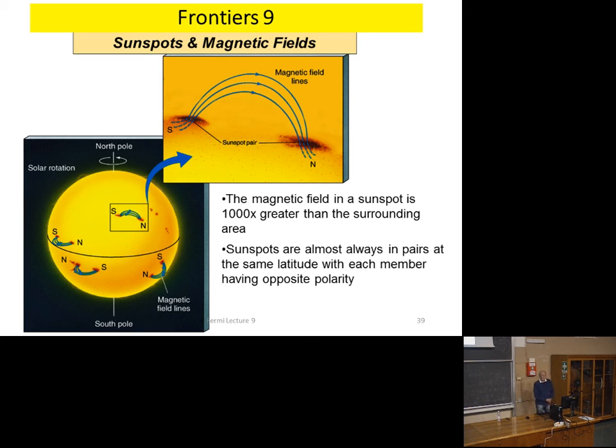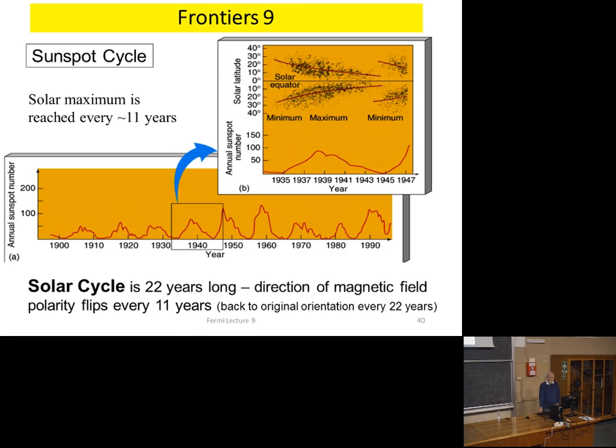Sunspots are almost always, at least in pairs that we can see at the same latitude, with each member having the opposite polarity in terms of the magnetic field. And all sunspots in the same hemisphere have the same magnetic configuration. That is, these down here are south-north, south-north, while up these go north-south, north-south. So they're the same configuration, depending on whether they're north or south of the center of the sun.